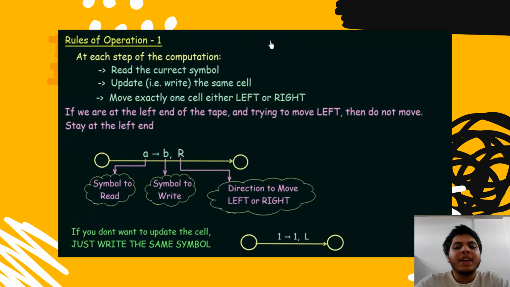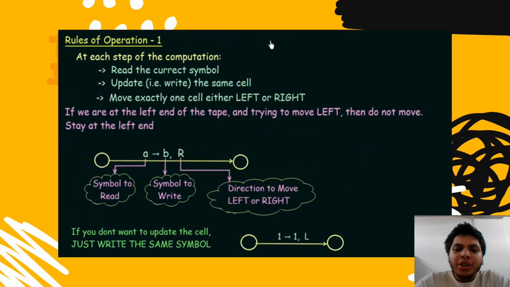Now, here we have the diagram which represents the transition diagram of a Turing machine. We have circles representing the states, and we have transitions with some symbols. Let us see what these symbols mean. It says A, then an arrow, then B, and then an R over here. The leftmost symbol, A, represents the symbol that you need to read.